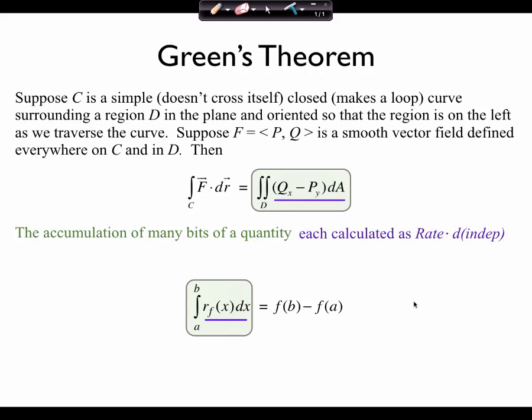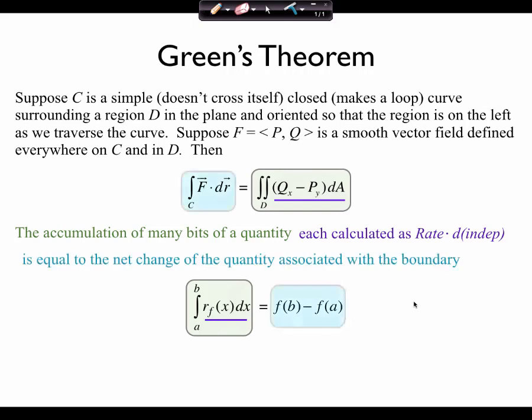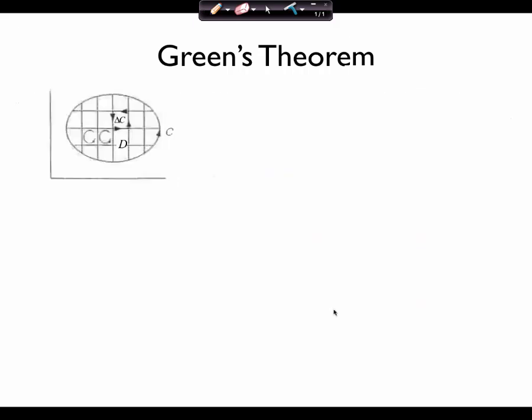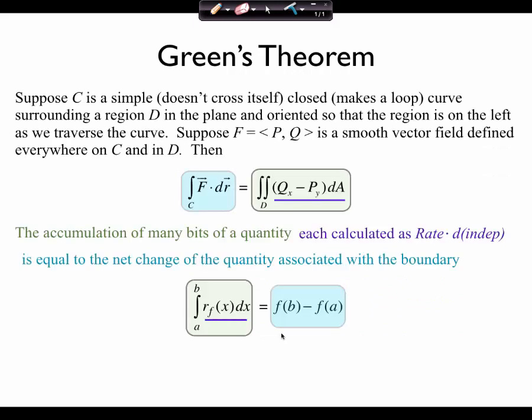So the other side is that the accumulation of many bits of quantity is equal to what? Like net change. The net change of a quantity that you can calculate associated with the boundary, right? So you can get the net change of the quantity simply by taking what? Final value of the quantity minus initial value of the quantity, right? So that's like the boundary of your interval from A to B. Okay, and so that's kind of analogous to, in this region that we have, taking the line integral around the boundary. So it's kind of like the net change when you go all the way around. What's your change around the boundary?